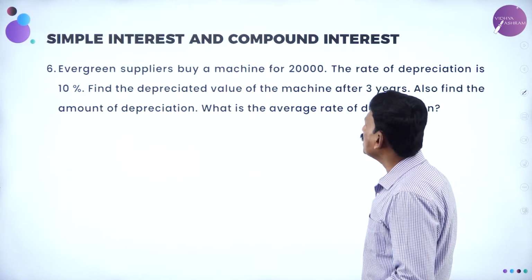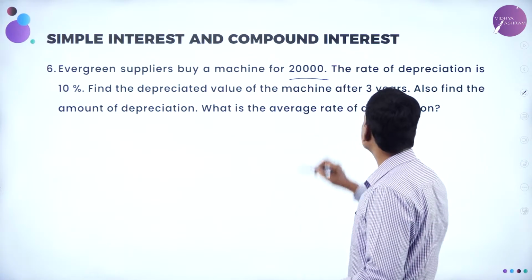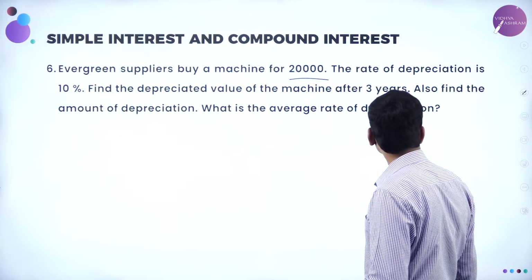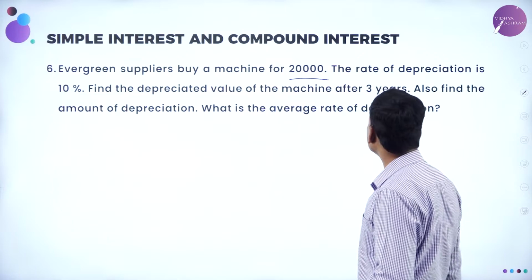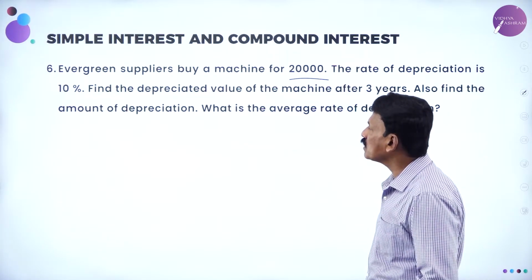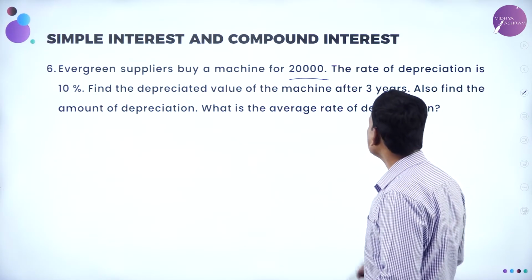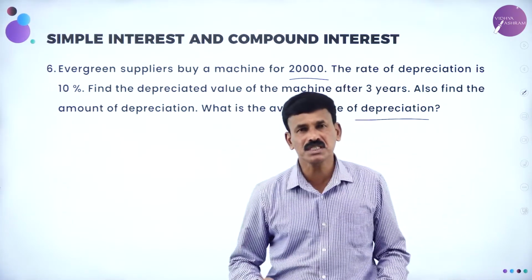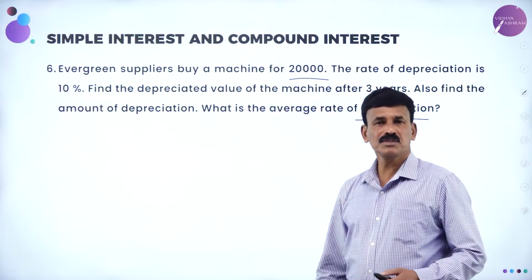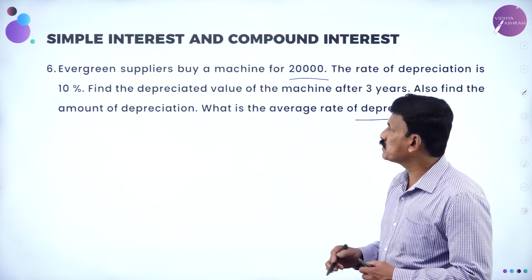Evergreen Supplies buys a machine for 20,000. The rate of depreciation is 10%. Find the depreciated value of the machine after 3 years. Also find the amount of depreciation. What is the average rate of depreciation? So it is a problem based on depreciation, right? This is an example of a problem based on depreciation.